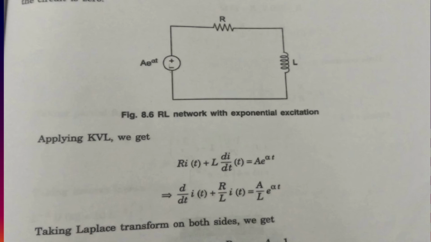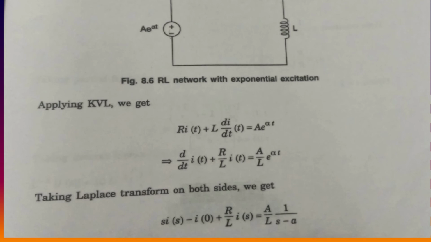Okay, so when you are taking the Laplace transformation on both sides, we are getting s into I of s. d by dt of i of t can be written as s into I of s minus i of 0. The same thing is written here, plus R by L into i of t; instead of i of t, I get I of s, and then A by L into e power at can be written as 1 by (s minus a). So I have obtained this equation as s into I of s minus i of 0 plus R by L into I of s equal to A by L into 1 by (s minus a). Okay, so this is my Laplace transformed equation.